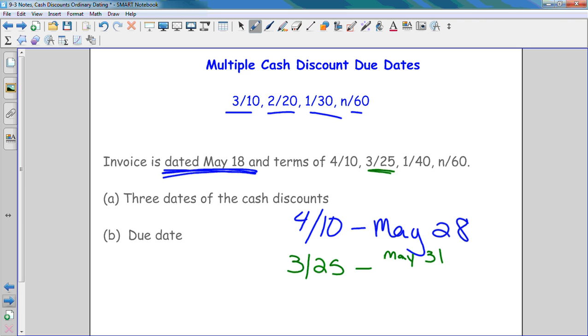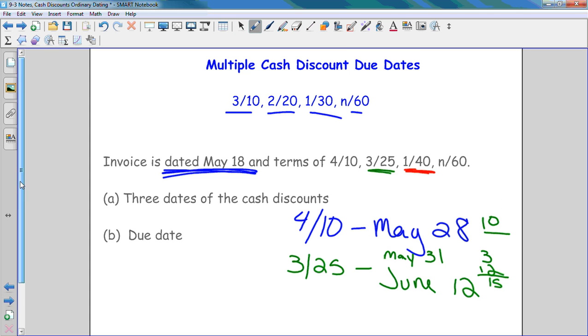Okay, that's how I figure it out. I go to the end of the month, and then I add the days after that. So it's going to be June 12th, because this is 3 days, and this is 12 days. That gives me 15 days, and this is 10 days. So that totals to 25 days. You with me? Yeah? Now, my next one is 1/40.